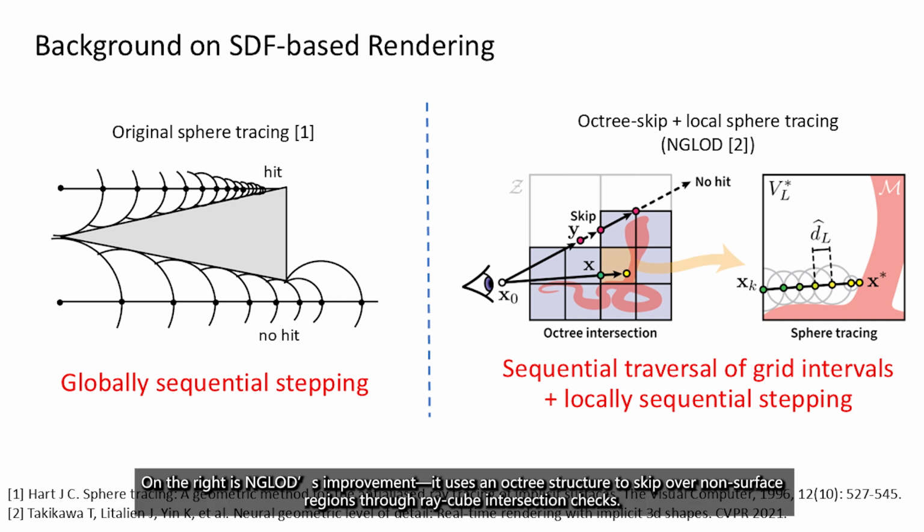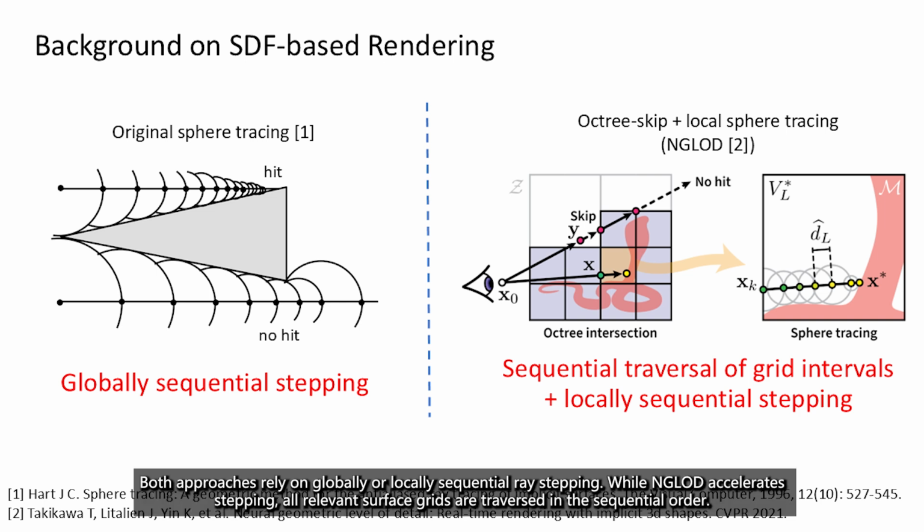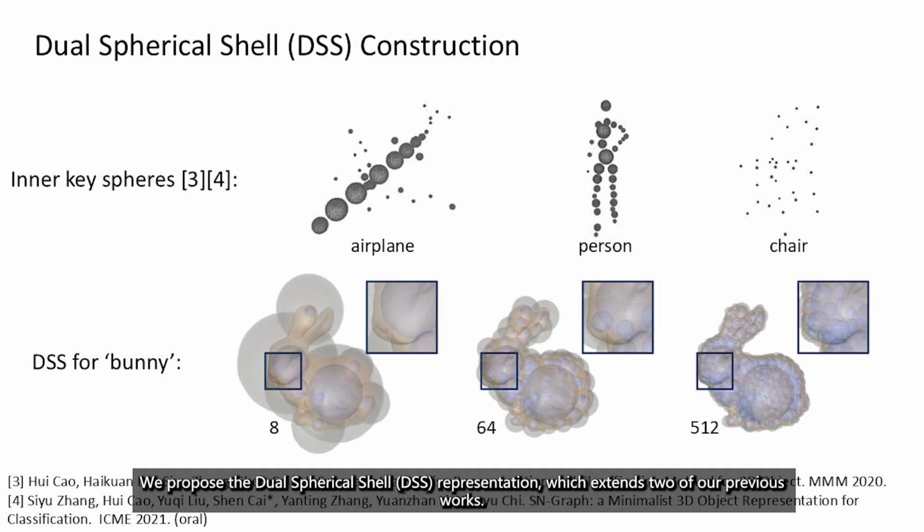It uses an octree structure to skip over non-surface regions through ray-cube intersection checks. Both approaches rely on globally or locally sequential ray stepping. While NGLOD accelerates stepping, all relevant surface grids are traversed in sequential order. We propose the Dual Spherical Shell, DSS, representation, which extends two of our previous works.